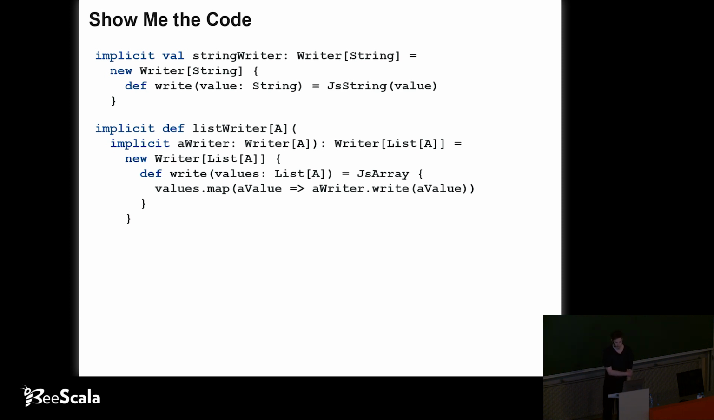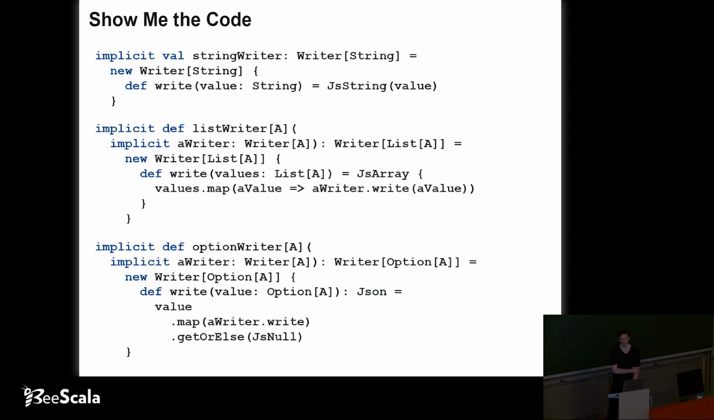And so we can now ask the compiler to do some work for us. Suppose we have a list of options of strings. If we try to write those values, the compiler will happily do it for us, despite us not telling it how to write lists of options of string directly. And how does it do it? It derives the value for us.